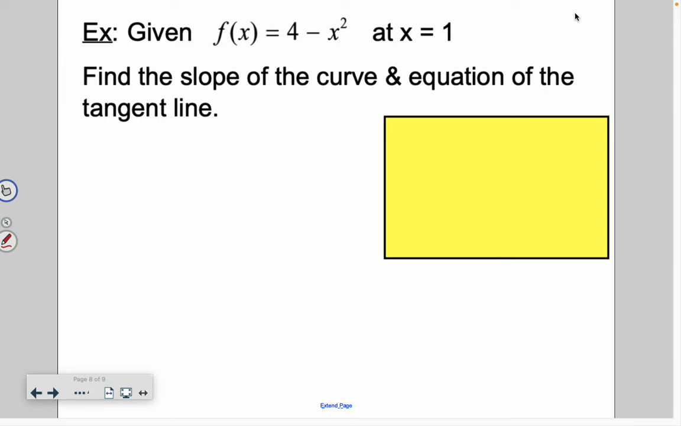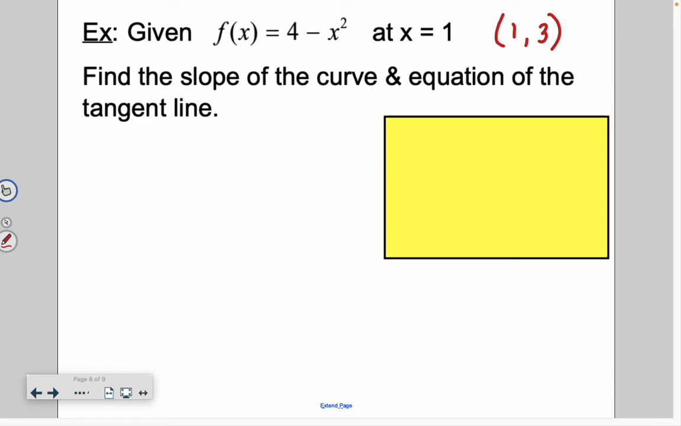First off, notice I've got x equals 1. So that means I've got an x coordinate of 1. How do I find the y coordinate? Yeah, just plug it in. What do I get? 3. Yeah, 1 squared is 1, 4 minus 1. So there's the point right there. The line is going to be tangent at that point. That's where it's going to touch the parabola.